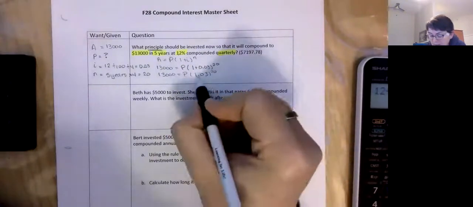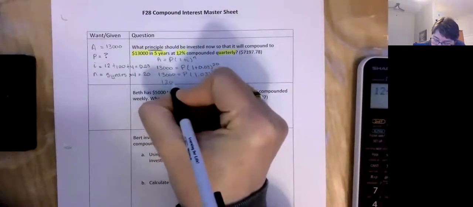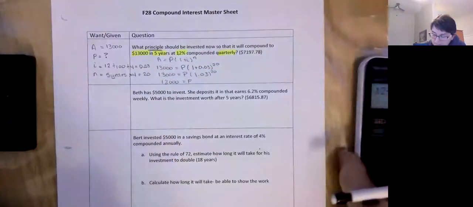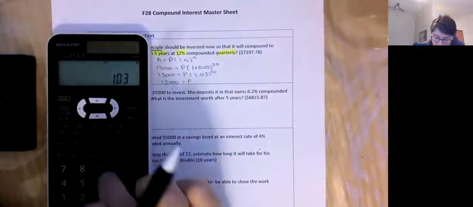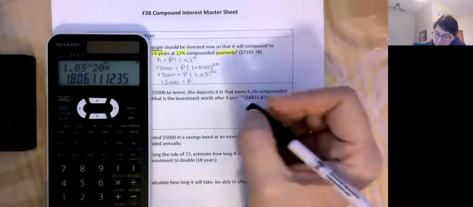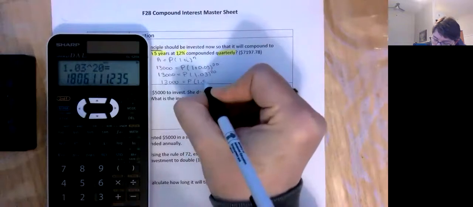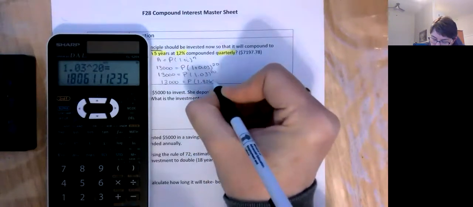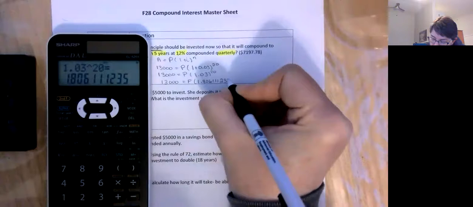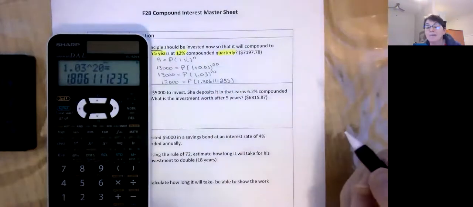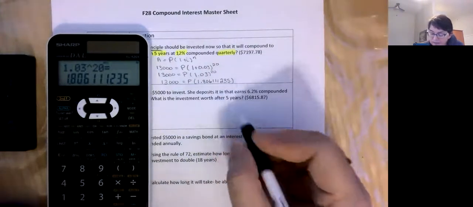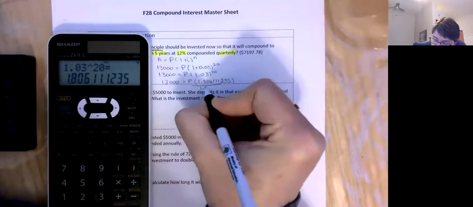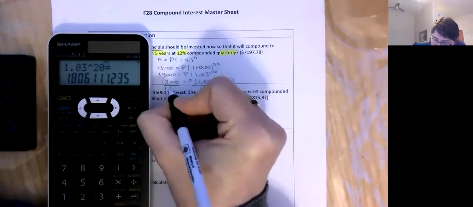All right, what's next? Yep, we're going to do that part. So 13,000 is equal to P times 1.03 to the exponent 20. That gives 1.806111235. I know I used to do it differently, but I can't figure out how to do that on this calculator, so I'm just writing it out. So that's what we're going to divide by. And I know I'm dividing by all of that, but I don't feel like writing all of that.